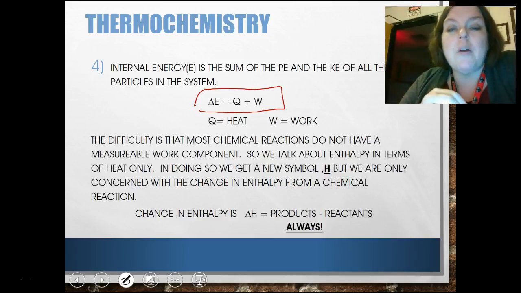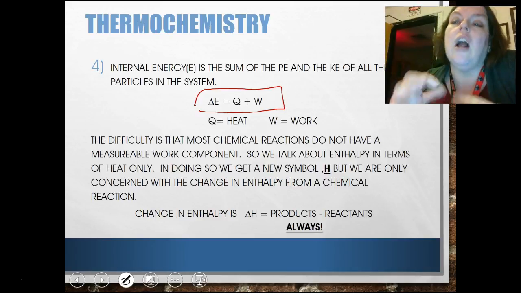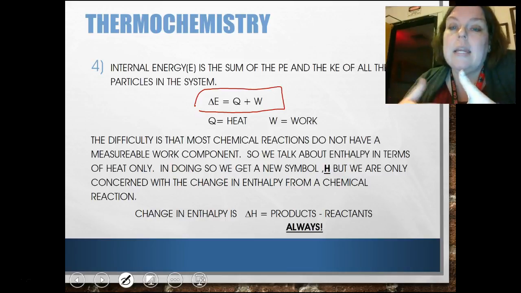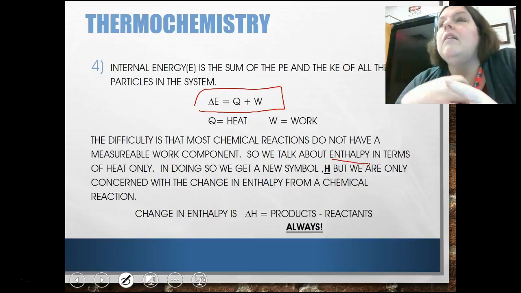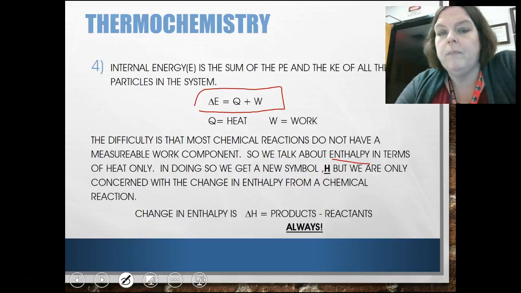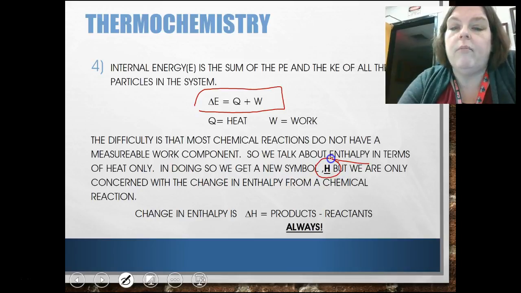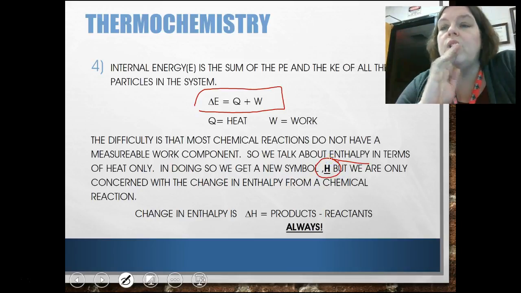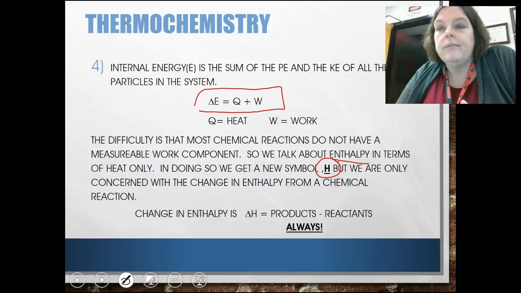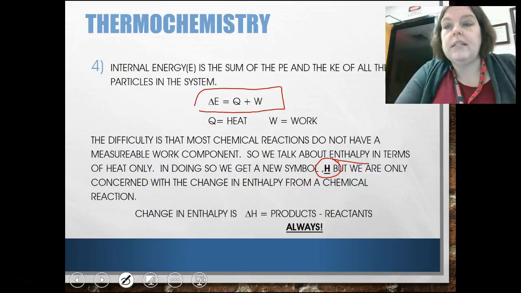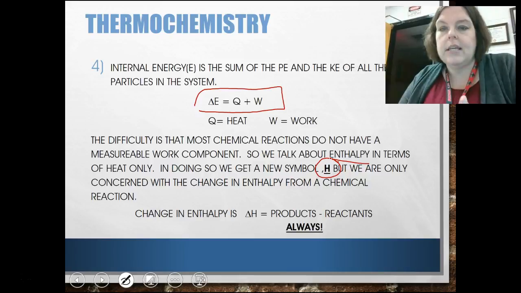So if we have no way of measuring the work, then we have to talk about energy or heat in terms of something a little bit different. And that is going to be in terms of something called enthalpy. Enthalpy is the heat unit that we use in chemistry. We also use a different symbol for that. We use the symbol of H. So don't get confused. Q is heat, but H is the heat in a chemical reaction, okay? Q is heat anywhere. H is the heat of the chemical reaction.